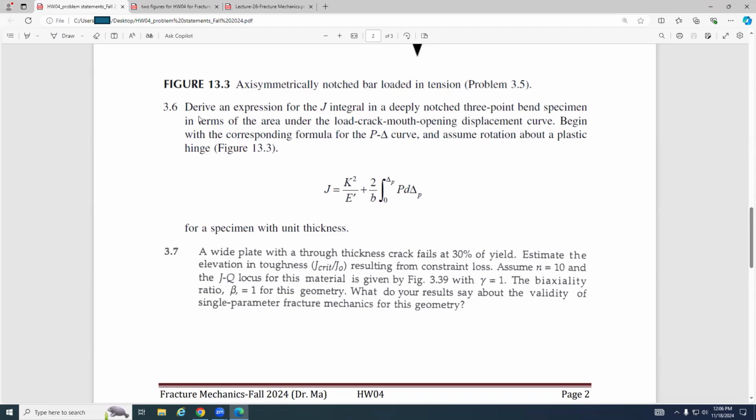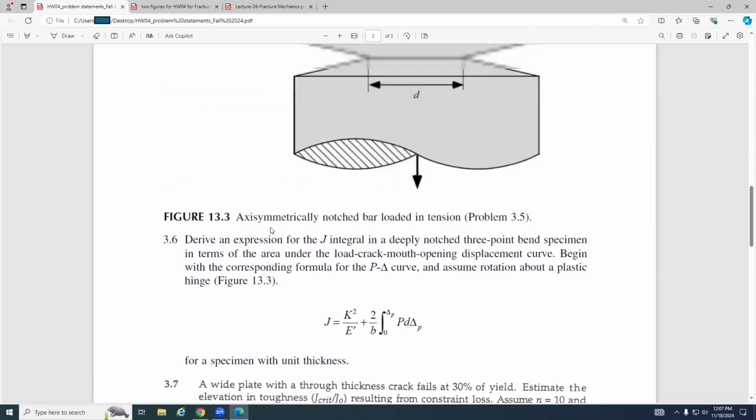The next problem is this: derive an expression for the J integral in a deeply notched three-point bend specimen, in terms of the area under the load versus crack mouth opening displacement curve. Begin with the corresponding formula for the P-delta curve and assume a rotation about a plastic hinge. The specimen has unit thickness.